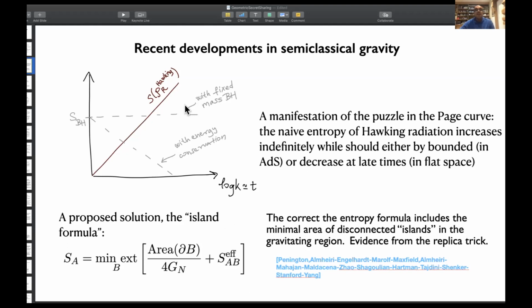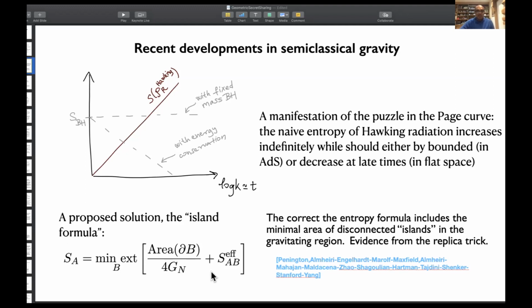And the idea is that if this field theory is coupled to any system containing gravity, then the correct way to compute the entropy formula is you compute the effective field theory entropy, but then you need to add to it the area of an island, some sort of disconnected region, or regions, that may be in the gravitating part of the space. You compute their area divided by 4G Newton, and then you minimize over these regions.